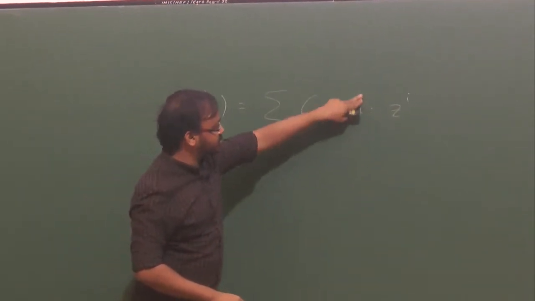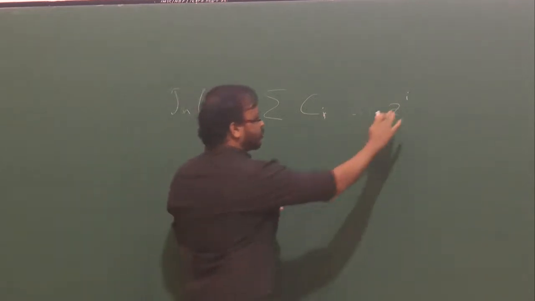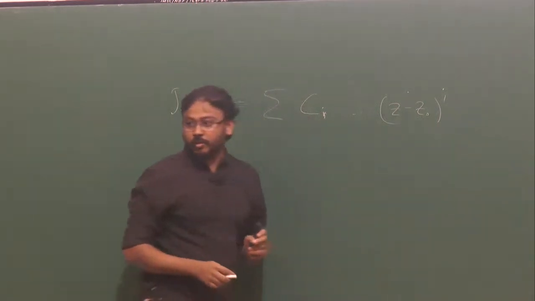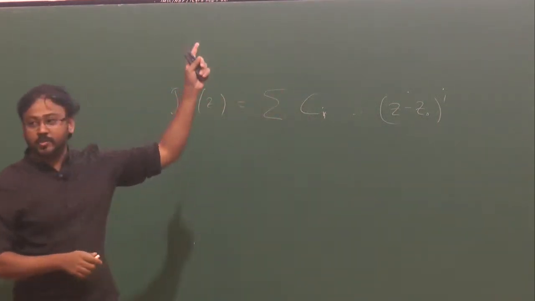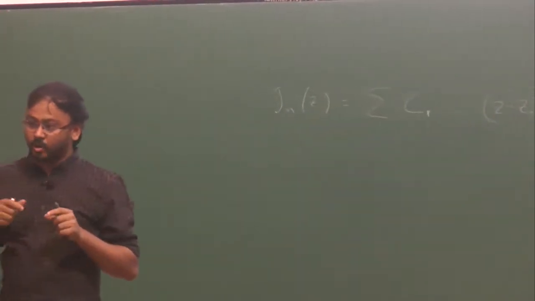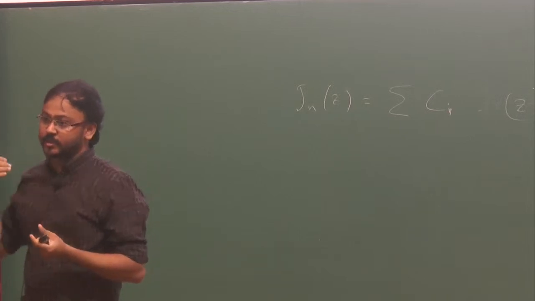If I know that it's the expansion in z, to be more generic, I can do this as z minus z0 to the power i, that Laurent expansion. You put it in the differential equation, and then you compare the left hand side and right hand side, all the coefficients of z minus z0 to the power i. That gives you all the difference equations.